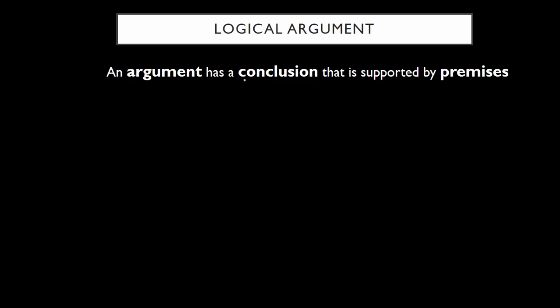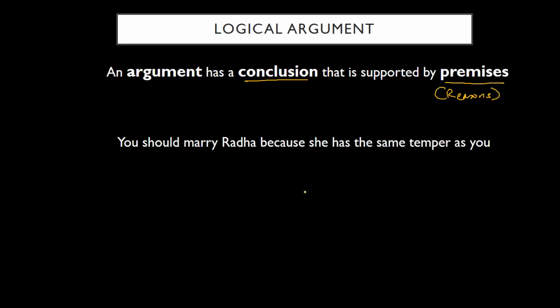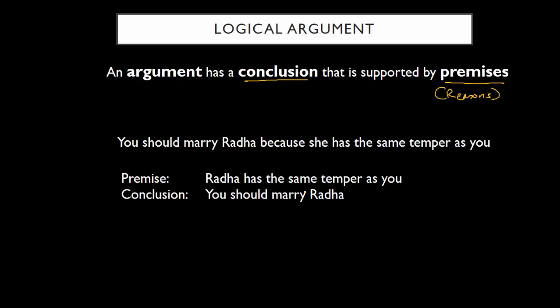An argument has a conclusion that is supported by premises. Premises are essentially reasons that are given to justify the conclusion that is being made. So that is a word that is used in formal logic. So a reason in an argument is called a premise. Let's just take a quick example. You should marry Radha because she has the same temper as you. Now, you should marry Radha is a conclusion, and the premise given is that she has the same temper as you. So you can look at this argument and say the premise is that Radha has the same temper as you, which is the reason that is given to justify the conclusion that you should marry Radha.